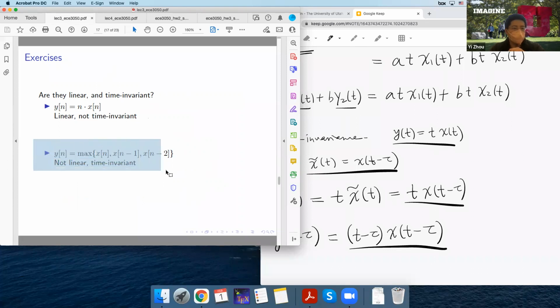So let's look at the second one. This is more interesting. This y[n] is defined as the maximum of the following three values: the maximum among the current input x[n], the previous input x[n minus one], and one step before, x[n minus two]. So we are looking at the maximum of the adjacent inputs. Again, this defines a system. Now, let's look at the linearity and time invariance.